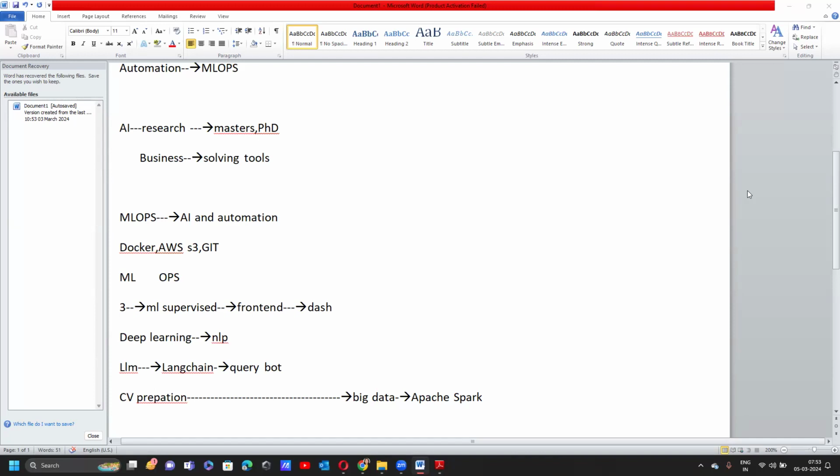So the whole idea is automation right now. Whatever you are doing, wherever you are, can you automate? Can you make it faster? Can you make the process run itself?